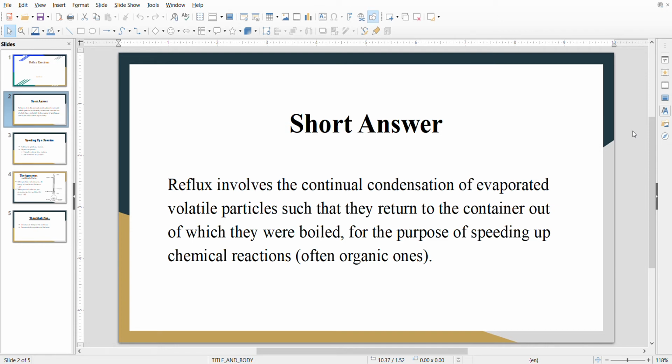So reflux, this is the short answer. Reflux involves the continual condensation of evaporated volatile particles such that they return to the container out of which they were boiled, for the purpose of speeding up chemical reactions, often organic ones.